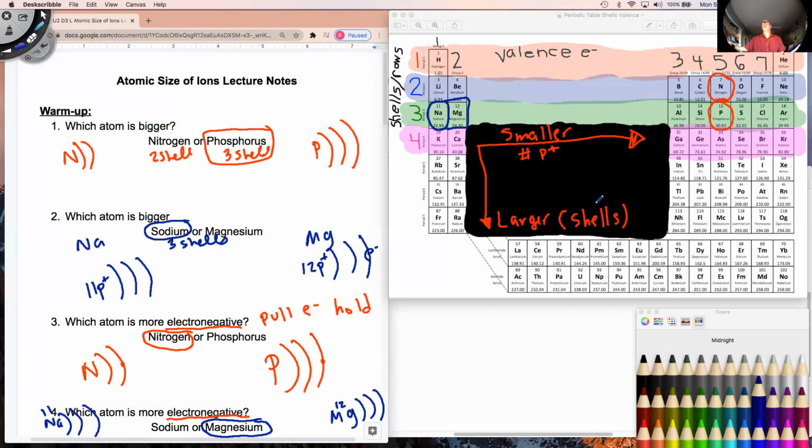So let's look at the trend on this one. Let's do it in yellow. As we move across the periodic table, we get more electronegative. As we move down the periodic table, we get less electronegative because the larger the atom, the less electronegative it is. The smaller the atom, the more the atom is going to be able to hold on to those electrons. And that will help determine the electronegativity.